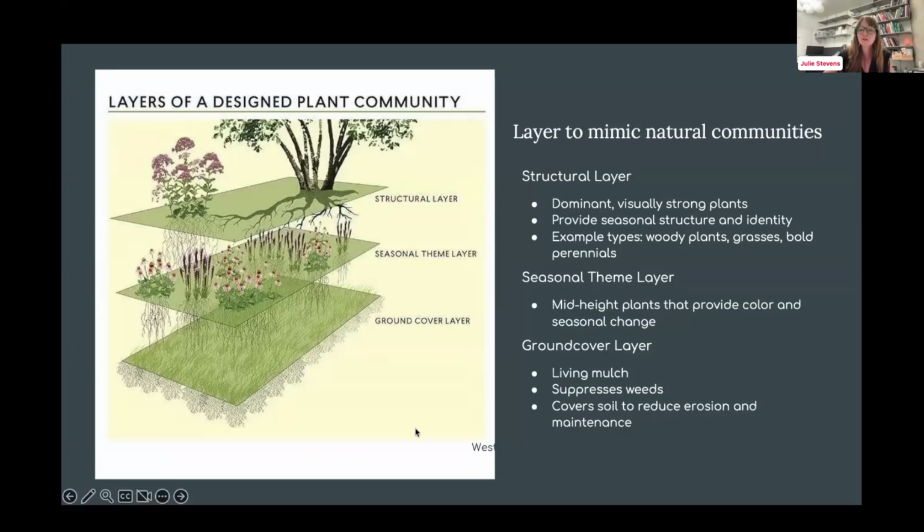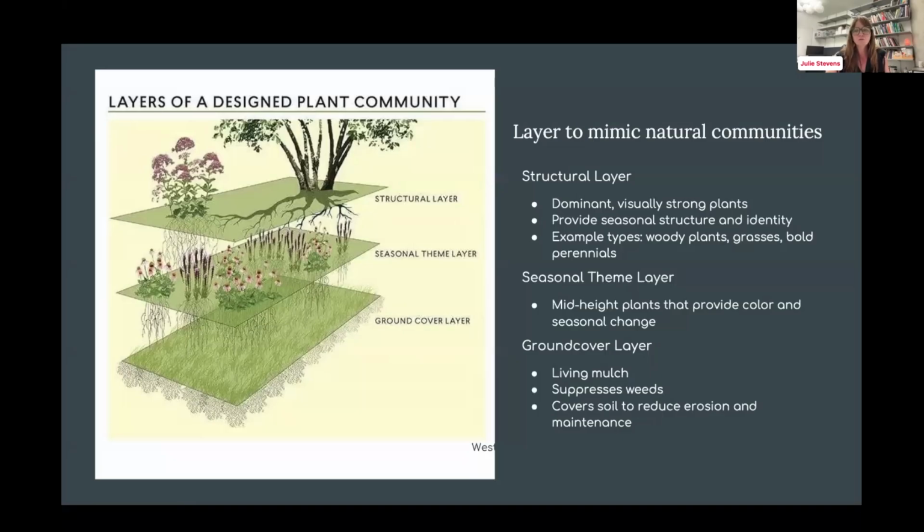And then a seasonal theme layer. Those are plants like your liatris and coneflowers that they're showing, which are really going to provide a lot of color and seasonal interest. And then this one is really important, and I don't think we do enough of this. This is the ground cover layer. And again, you saw me using mulch. That mulch is just for establishment. The goal is to not have to mulch.